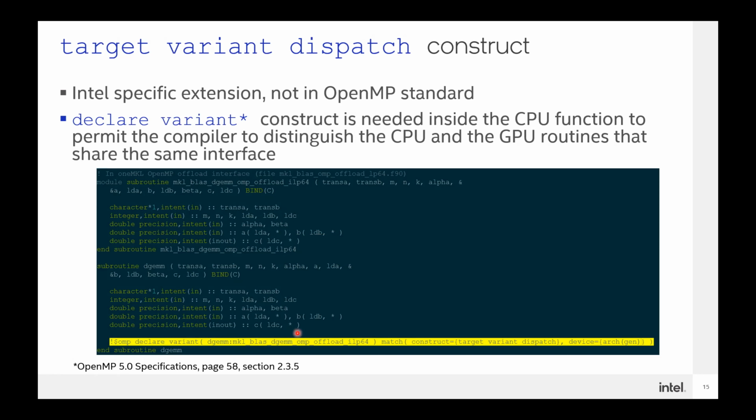This is telling the compiler, and this is the OpenMP standard, that this function, the base function, the CPU function, has a variant that is called in this way, MKL DGEMM OMP offload ILP64. And so you know that there is another function that shares the same interface with the base function. You need to call the variant function instead of this one when there is the target variant dispatch construct before the function call, as we saw in the previous slide. And this just specifies that this variant function is activated only if the arch, so the GPU architecture, is GEN, which is the code name for Intel GPUs.